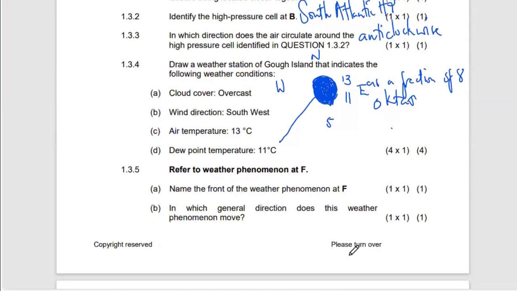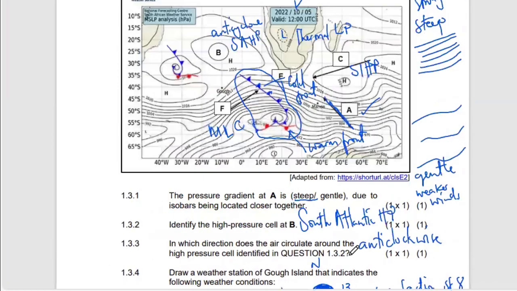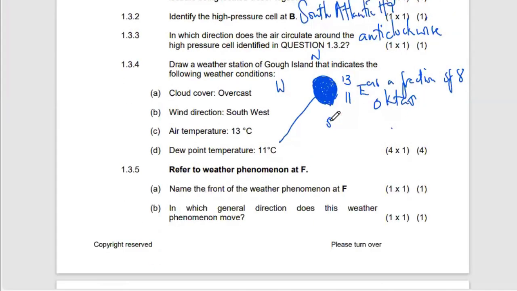Let's go to the next question. It says, refer to weather phenomenon at F. Name the front of the weather phenomenon at F. At F, we talked about that. We said it's a mid-latitude cyclone, and this one here at F, which is labeled. The front, we've talked about the two fronts that we find, and at F, that is a cold front.